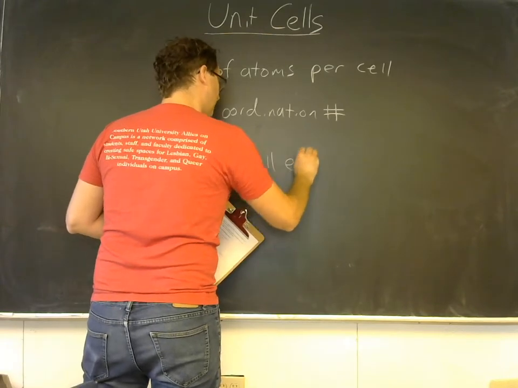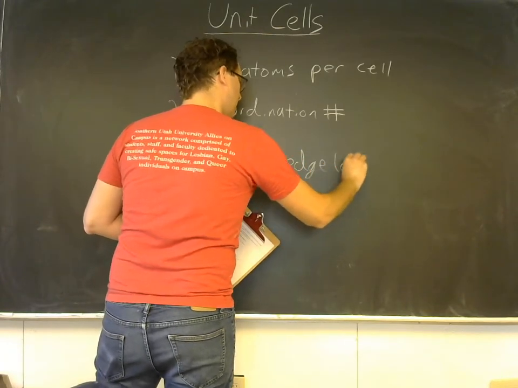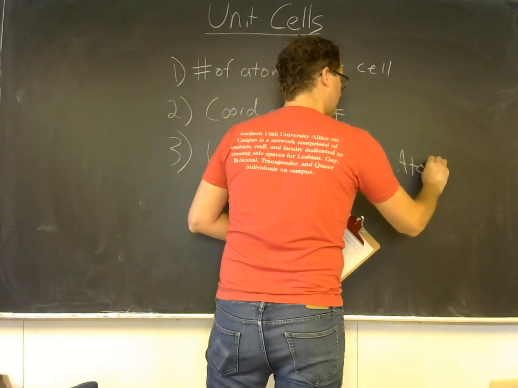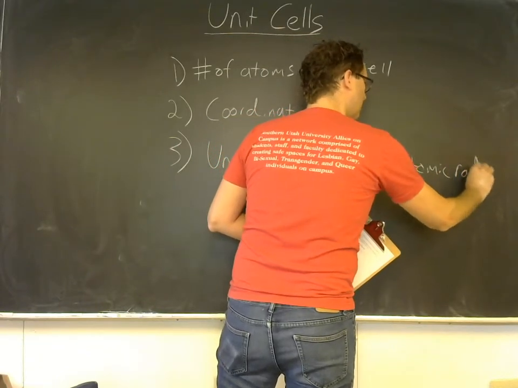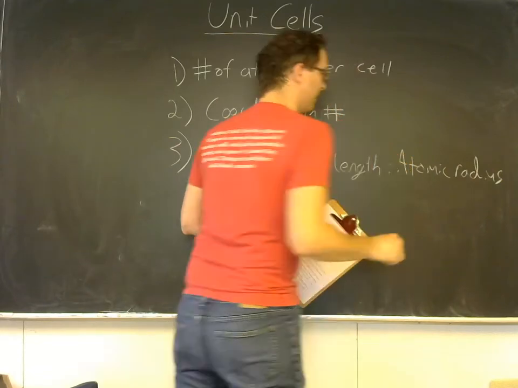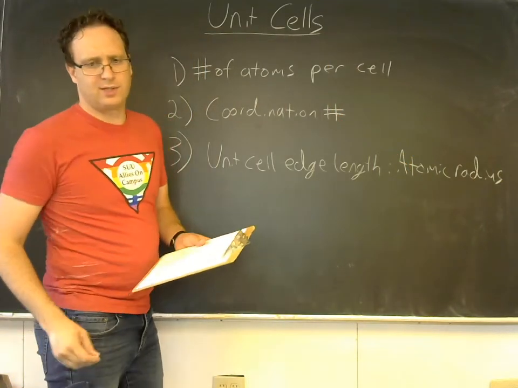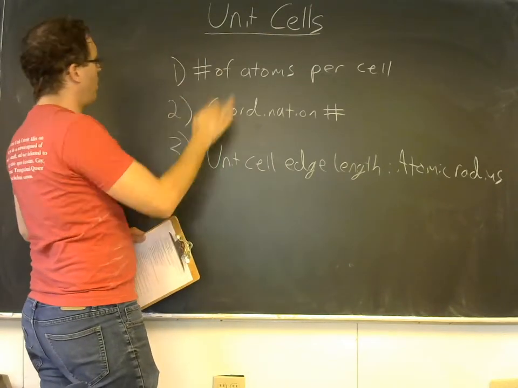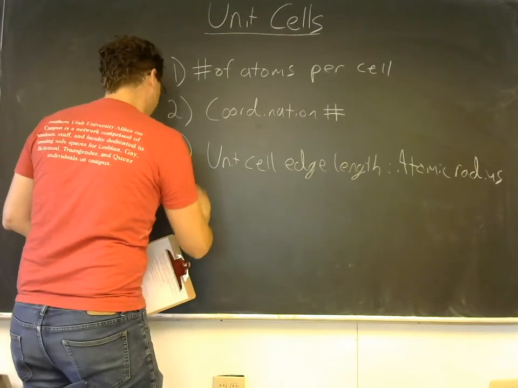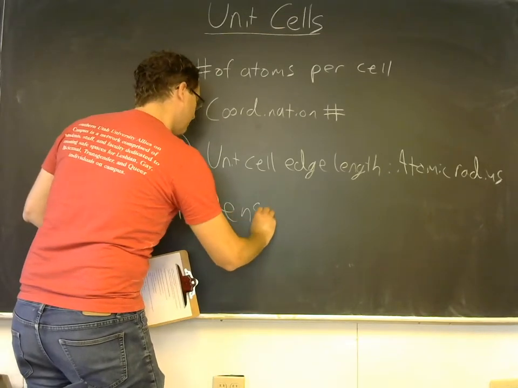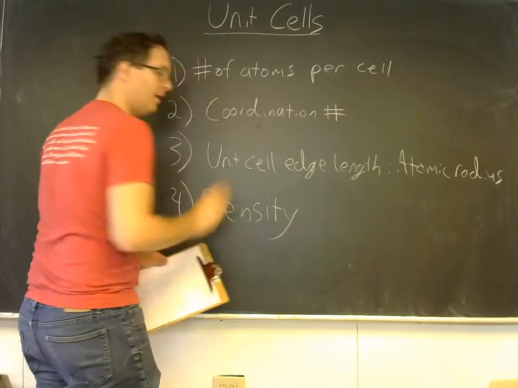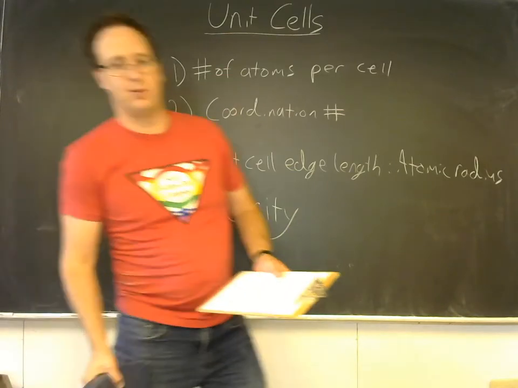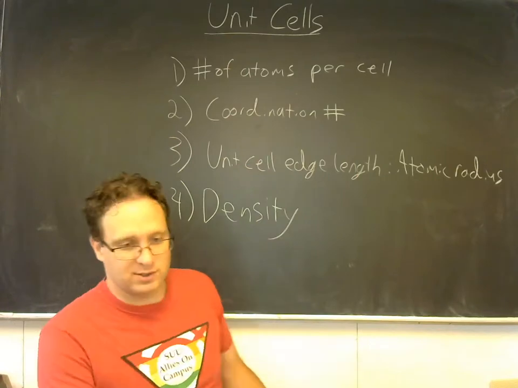cell edge length to the atomic radius. And that will make sense in a moment. The relation of the unit cell edge length to the atomic radius, and then numbers 1 and 3 are going to combine to finally give us the density of the material. We'll find the density of the material based on these other components. So with that, let's take a look at what a unit cell actually looks like.